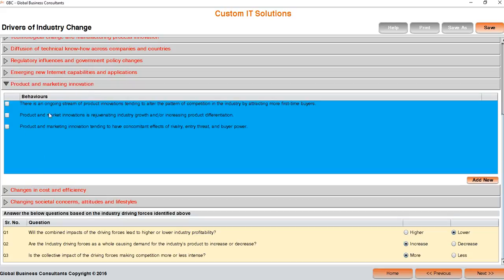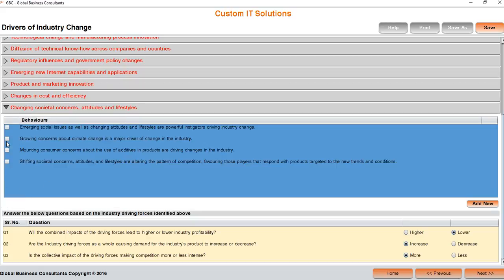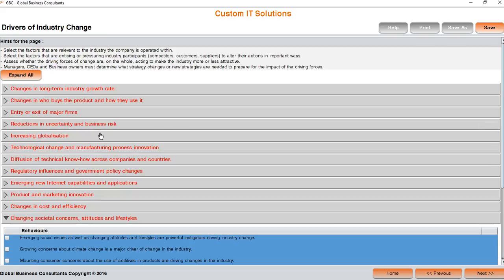Product and marketing innovation, nothing really is impacting us in that sense. Changes in cost, again, nothing is really impacting in terms of cost. And finally, changing societal concerns. As mentioned previously, we are a business-to-business company, so societal concerns are not really impacting our business. So there you have it. That's my drivers of industry change analysis.